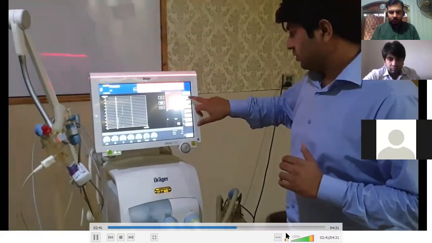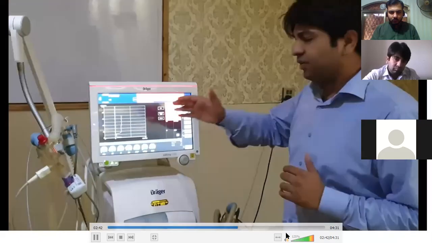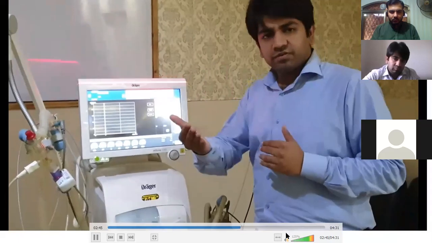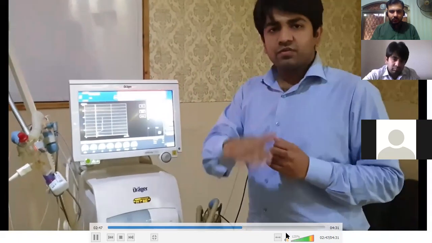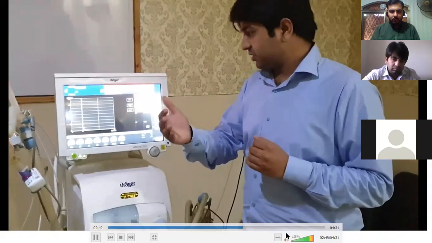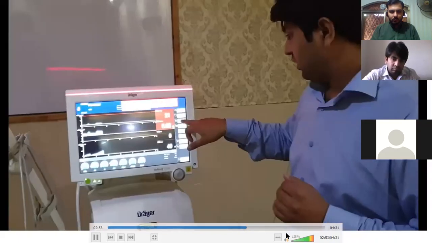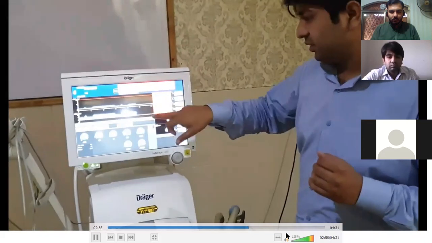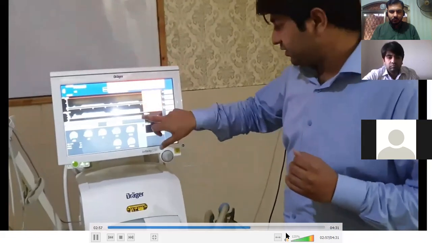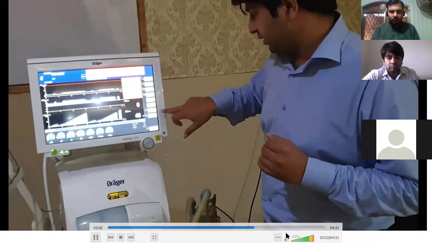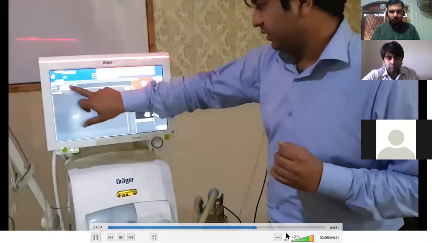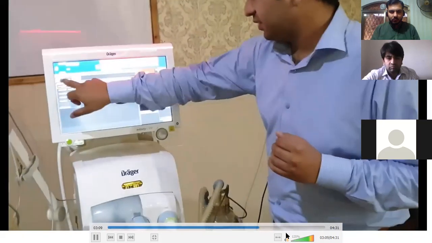There are different views in which you will see the pressure curve as well as the volume curve of the ventilation. On the third, this is the ventilation setting that we have already discussed. On the fourth, this is sensor parameter. On the fifth, this is system setup, and the last is trend and data. We can see the different trends and data from here.